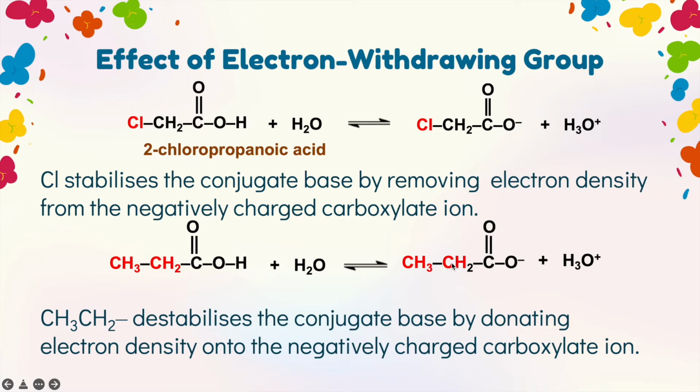So the CH3CH2 destabilizes the conjugate base. It destabilizes the conjugate base by donating electrons onto the negatively charged carboxylate ion.